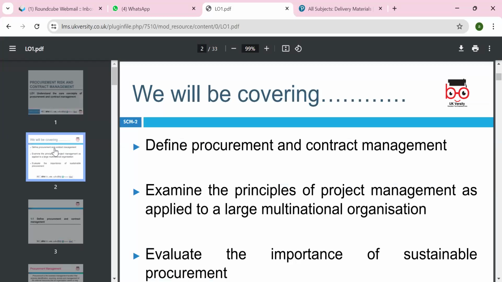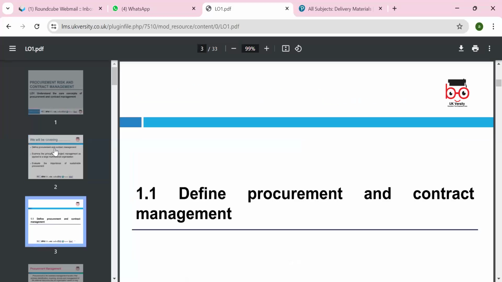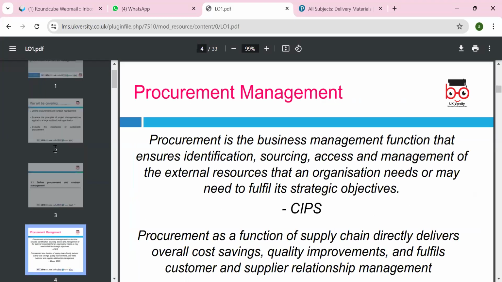Define procurement, examine the principles of project management, and evaluate the importance of sustainable procurement. Okay, define procurement and the contract, that will be in our lesson. Okay, so what is procurement?